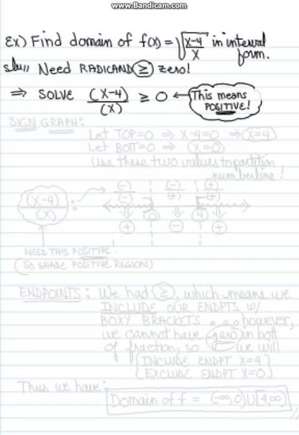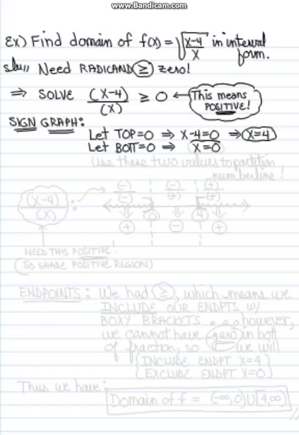Well, let's make a sign graph to find all the x values that make this fraction positive, greater than or equal to 0. Let the top equal 0, so x minus 4 in the fraction will be equal to 0. That gives us a critical number, x equals 4. Let the bottom equal 0. X equals 0, that gives us the other critical value to partition our number line. So we're going to use these two real number solutions to the top and the bottom to partition our number line. So we'll put an x-axis and we'll bust it up at x equals 0 and x equals 4.